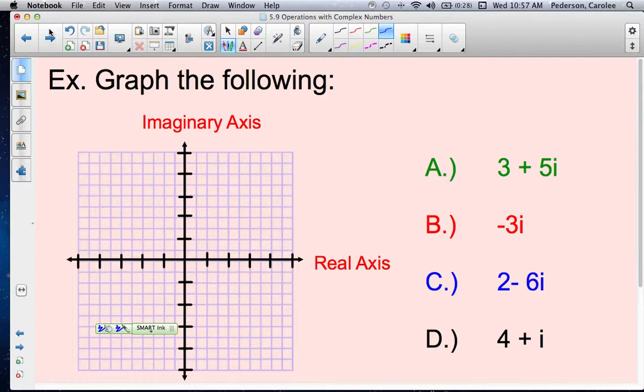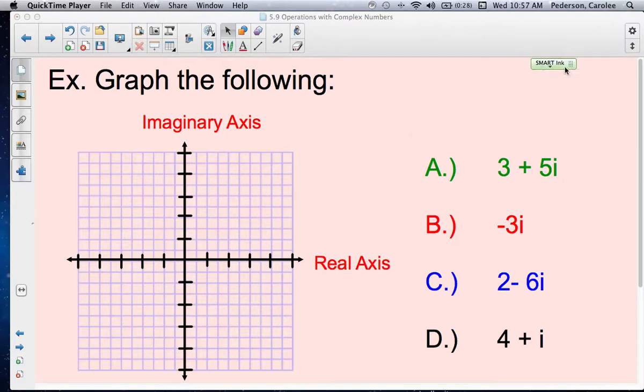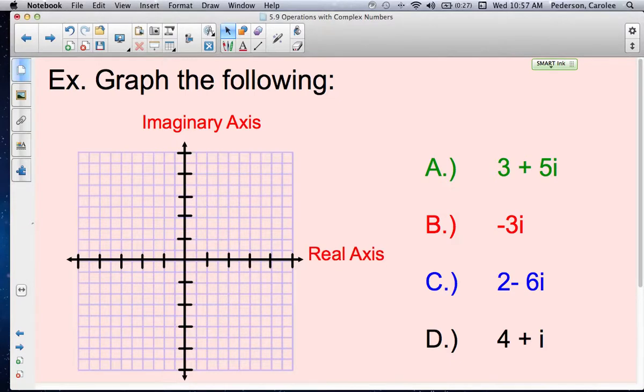These examples I do want you to write down. So go ahead and draw a coordinate plane, but replace the y-axis with what we call the i-axis, or the imaginary axis, and then the x-axis with the real axis. And there are 4 coordinates that we're going to graph, A, B, C, and D. So go ahead and write those down.